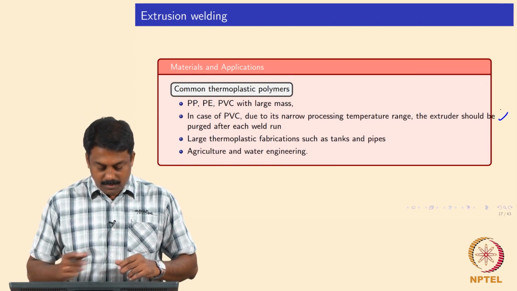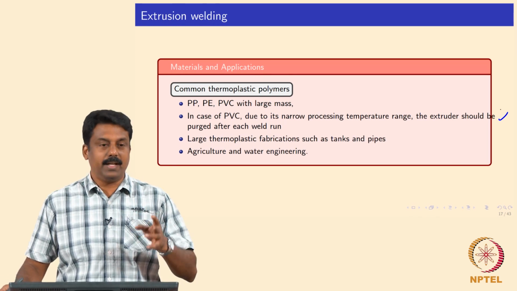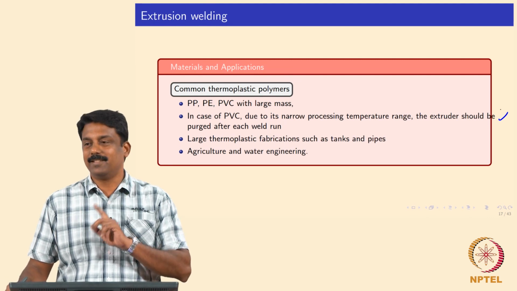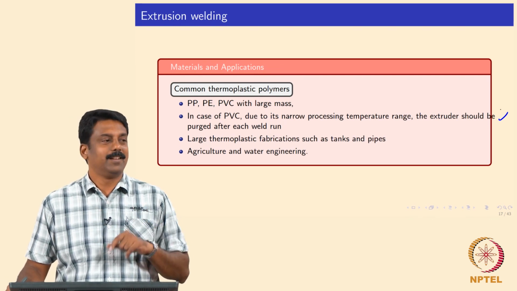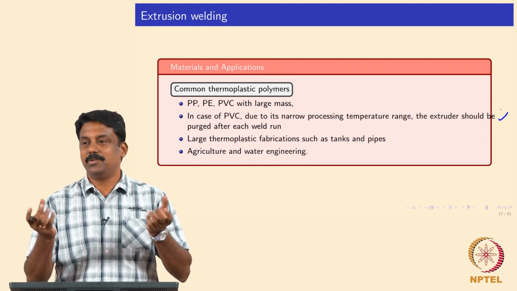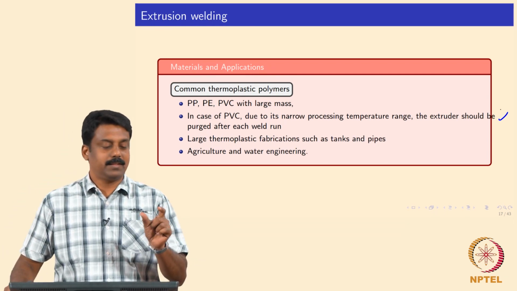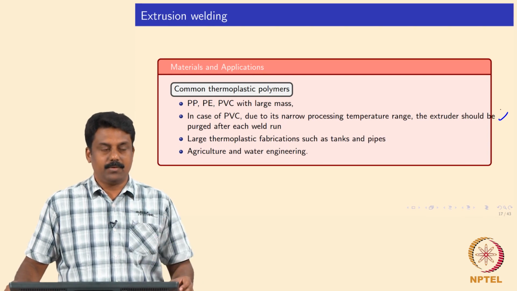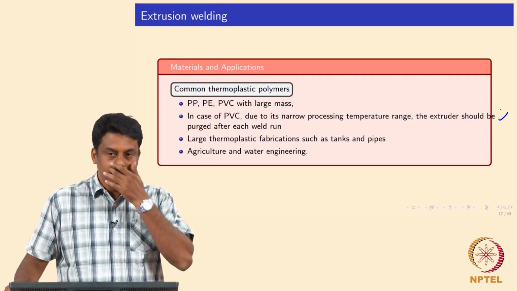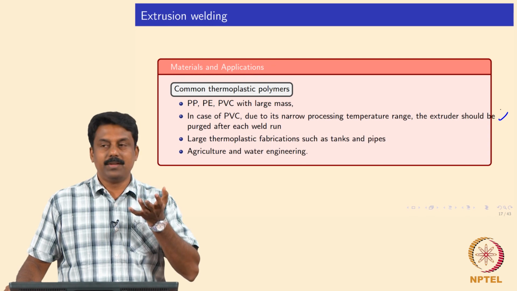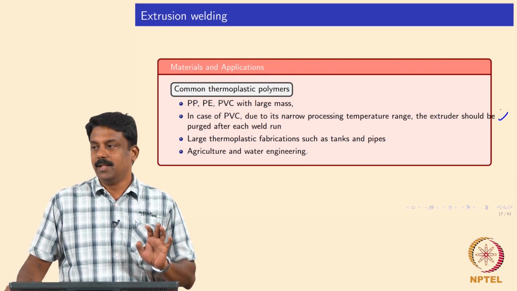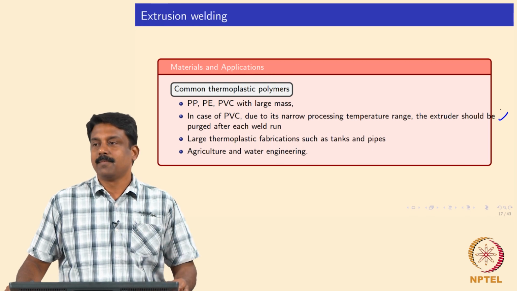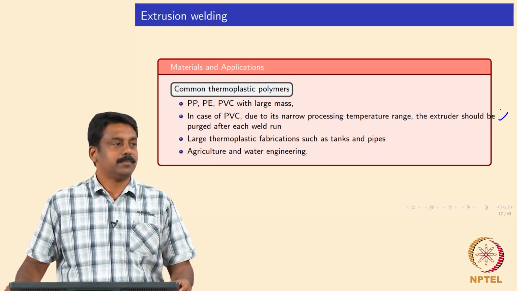Okay, so you can use it for large fabrications like tanks, water tanks. Again, go and look at a Syntex tank, the seam, and you will see extrusion welded joints. Heavy thick sections, more than 25 mm plates, are all welded with extrusion welding. It is mainly used for plumbing applications, agriculture applications, water transportation and water storage. Those are all extrusion welded.